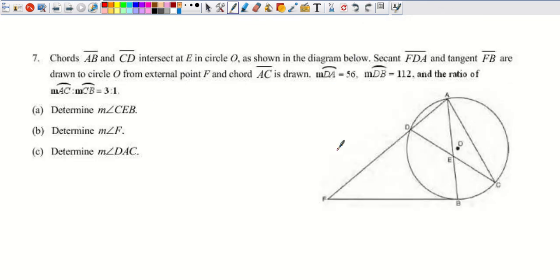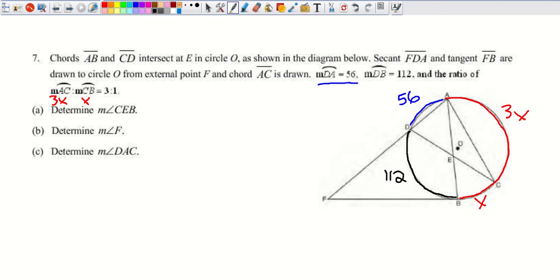All right, number 7, another ratio question. As soon as I see a ratio question, remember that means that I'm going to put x's on. So arc AC is 3x and CB is x. So 3x and x. And we can see that the two make up that side of the circle. So I need to figure out a few things here. Now, before I go any further, I'm going to label everything I know. I know arc DA is 56. And I know arc DB, and we'll switch colors again, is 112. So that gives me the whole circle now.